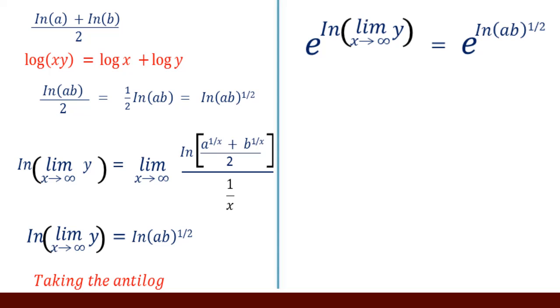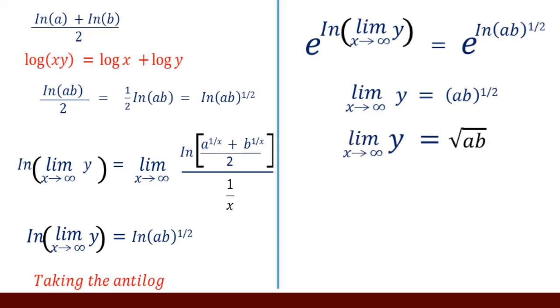So this e and the ln, or e raised to the power of ln, is going to cancel. All right? Good. So when it cancels, look at what we have. We are going to have limit as x approaches infinity y in the left hand side, is equal to, in the right hand side, AB raised to the power of 1 over 2. And then you see that this raised to the power of 1 over 2 is the same as root AB. Is that true? Yes.